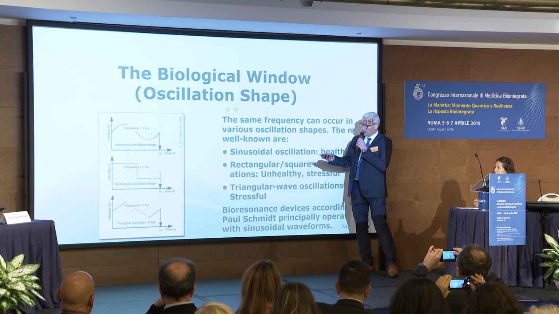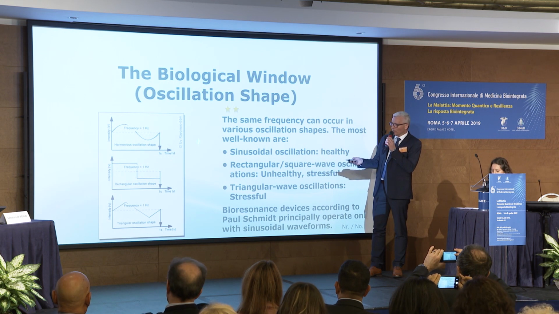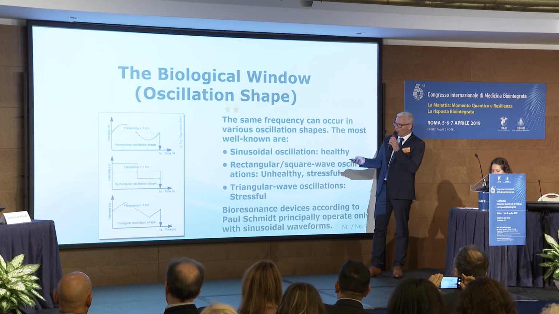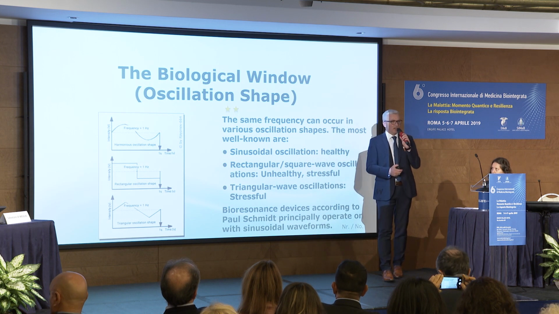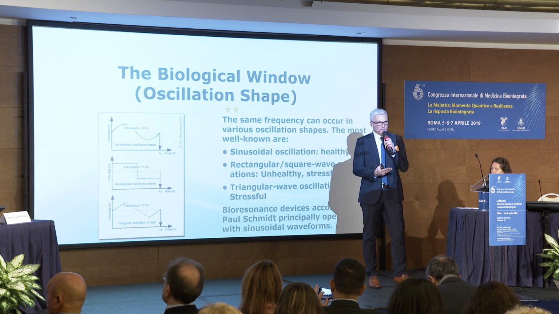So here on the right side, you see the different kinds of waveforms. The upper one, the sinusoidal waveform, is like the sunlight. So this is the natural waveform of frequencies.